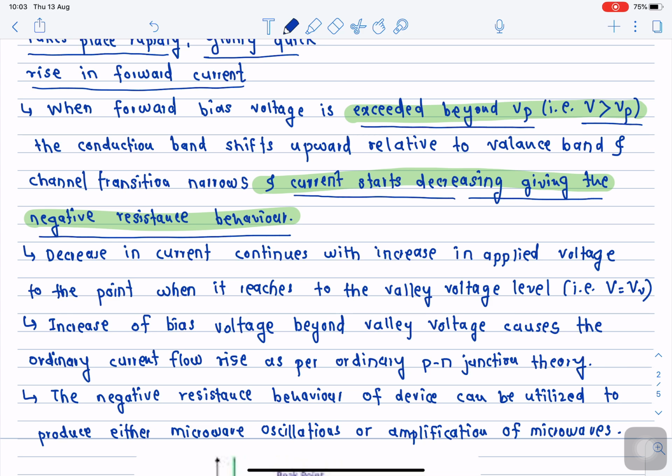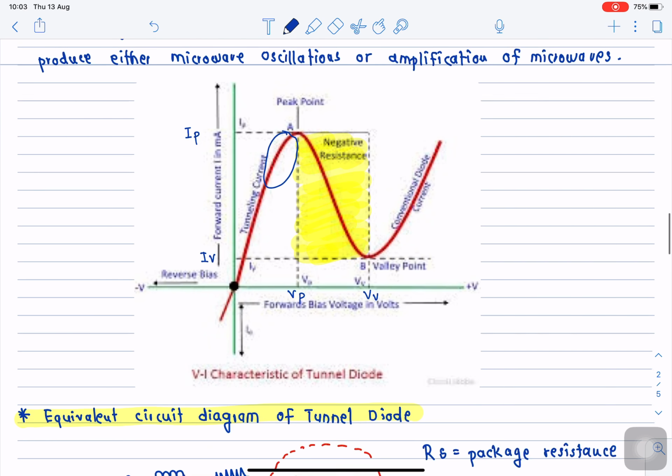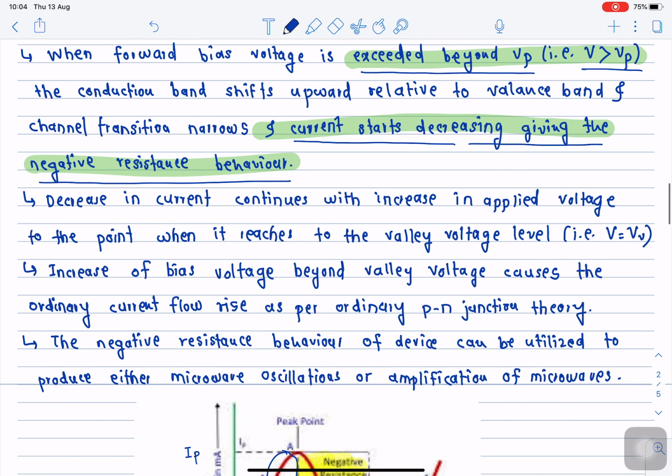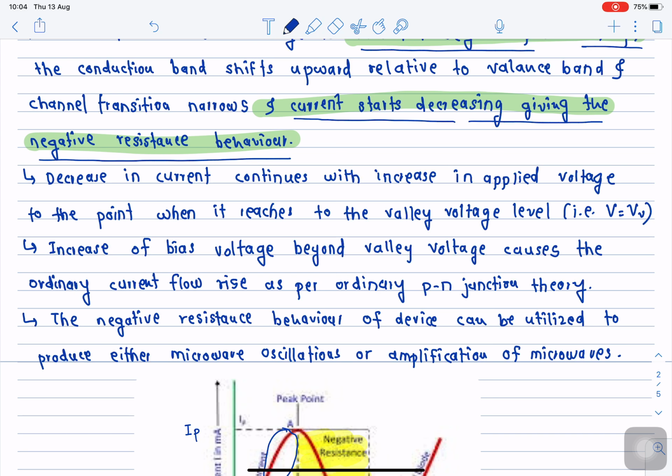So what is actually happening over here is we are increasing the applied bias voltage beyond the peak voltage, and because of this, the conduction band will get shifted upwards, making the channel narrower, and as the channel becomes narrower, the transportation of electrons from the n-type conduction band to the p-type valence band will decrease. As the transportation of electrons decreases, the current in the external circuit will decrease, right? So the decrease in the current will continue with increase in the applied voltage to the point when it reaches the valley level.